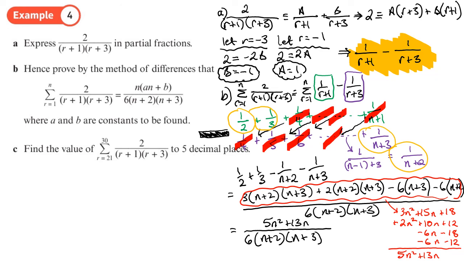Right, so the values of a and b. We need to factorize it, don't we? Just take the n out. So the top will just become n, and then 5n plus 13 over that, 6, n plus 2, n plus 3. So we can write down up here that a is 5 and b is 13.